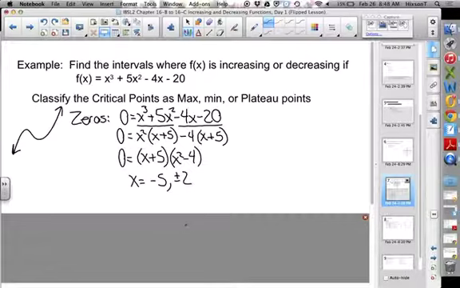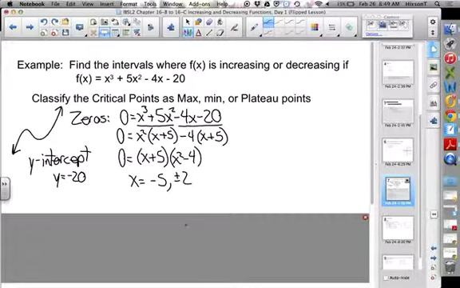Alright, good. So we can get those features. We can also figure out our y-intercept. What's our y-intercept? When x equals 0, so what? Negative 20. Our y-intercept is at y equals negative 20.